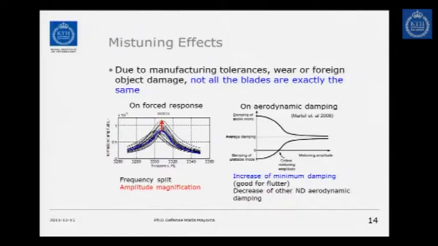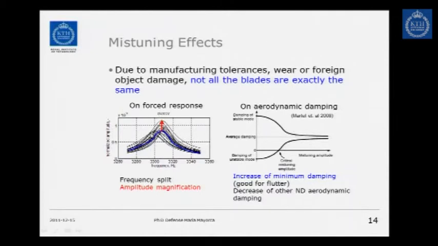I also talk at the beginning about mistuning. What mistuning does is, first of all, due to manufacturing tolerances, wear or foreign object damage, not all the blades are exactly the same. So ideally, for a specific resonance, you would have a peak here. This is the blue peak. But if you have mistuning, it causes a frequency split between the blades.